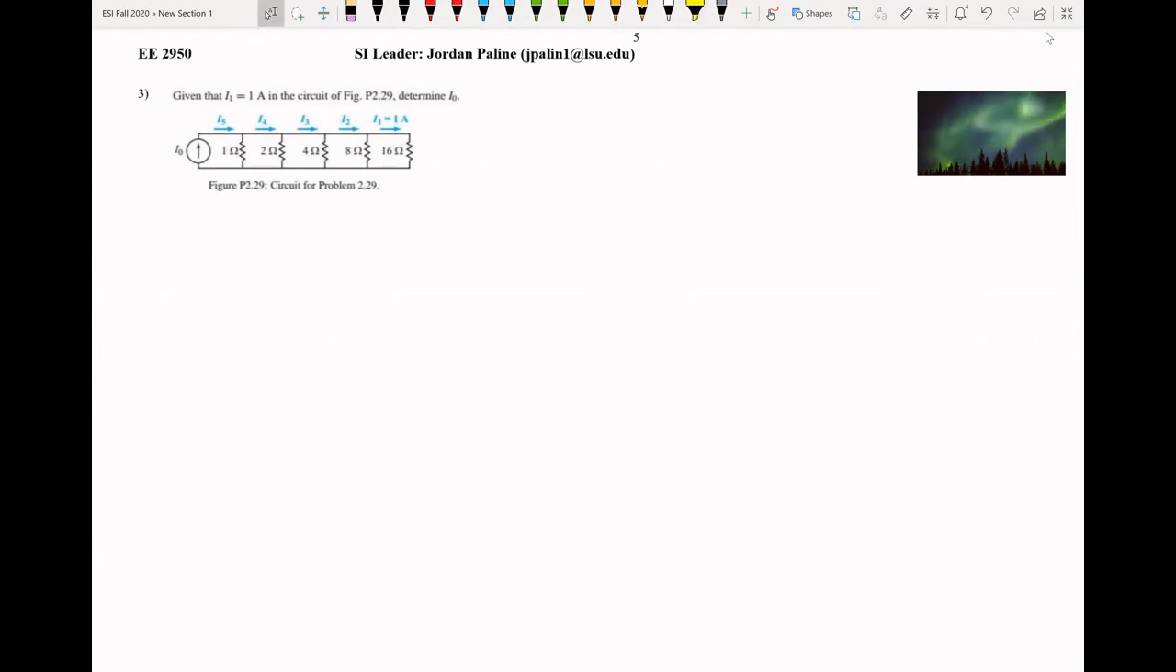Okay, so let's look at problem number 3. This problem is asking us to determine I/O, and I/O is right there. And it's saying we know that I1 is equal to 1 amp, so that at the very end.